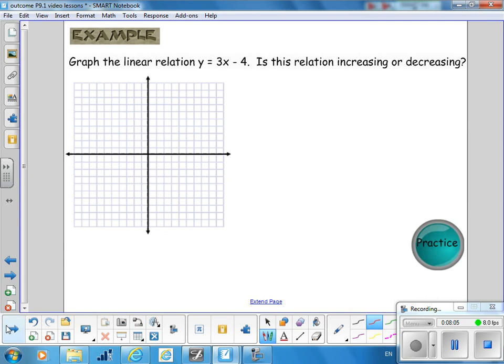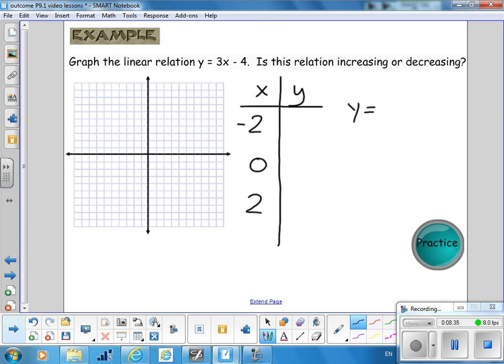One more for today. Graph the linear relation y equals 3x minus 4. So again, we need to create a table of values with a minimum of 3 points. You could go up to 5. Again, good idea to pick something on the negative, something on the positive. So again, this time, we'll stick with our -2, 0, and +2. Again, you could pick different values.